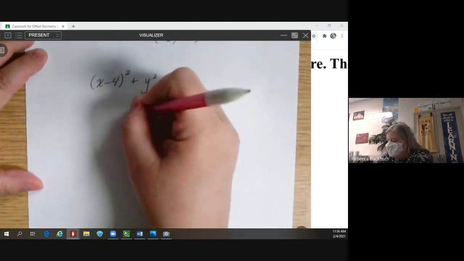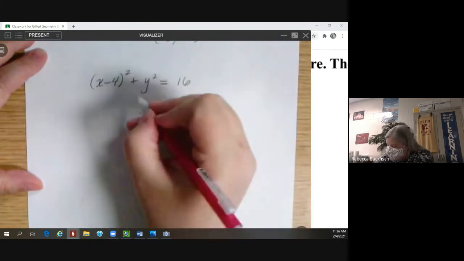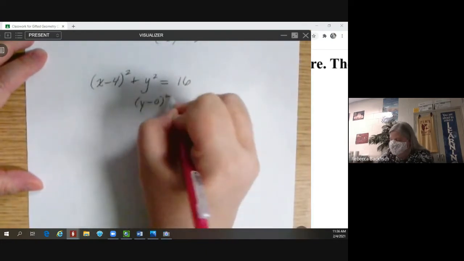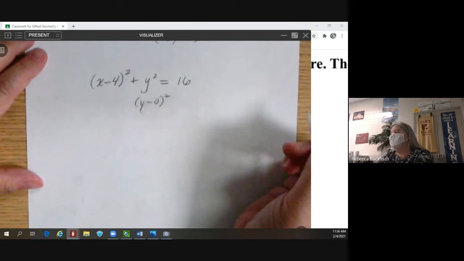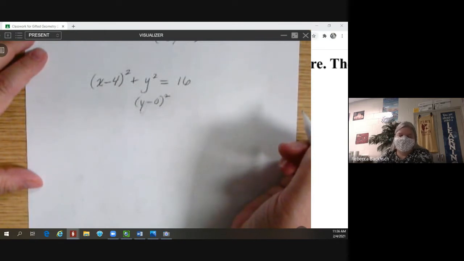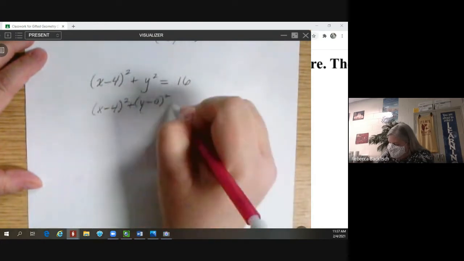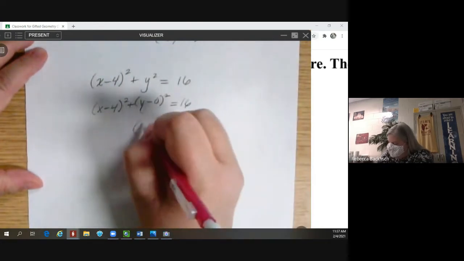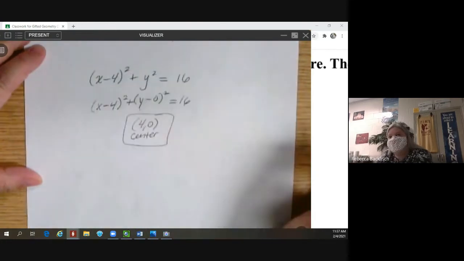If I don't see y minus anything or y plus anything, then what I'm subtracting or adding is 0. This means exactly the same thing as this. So if you just see x squared, that means x minus 0 squared. It means the x coordinate of your center is 0. If you see y squared, that means y minus 0 squared, which means the y coordinate of your center, or k, is 0. Okay, so that means the same as this. So our center is at 4, 0. And what's our radius? 4.